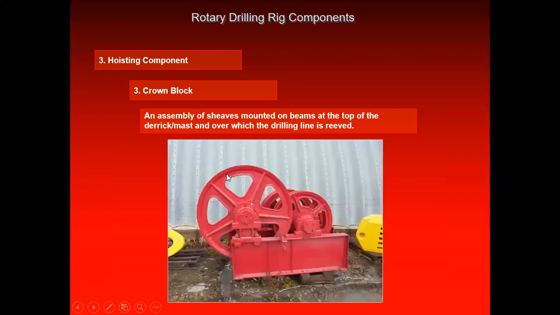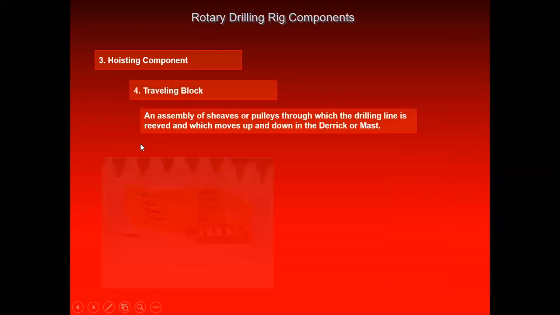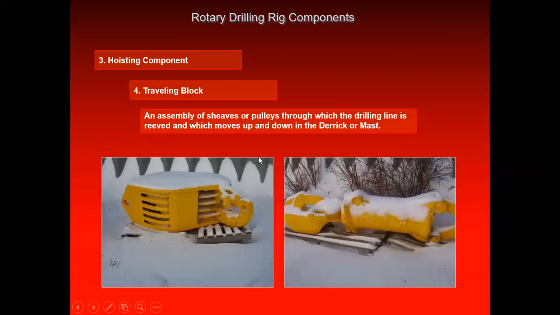This is the ground block. It has these pulleys, and the drilling line is coming from the drawworks to here and then goes straight down. This is the one. Then we have the traveling block. The traveling block is the one which moves up and down, and the drilling line and drill string are connected through this traveling block and back. So it's a pulley through which the drilling line is reeved and which moves up and down in the derrick.